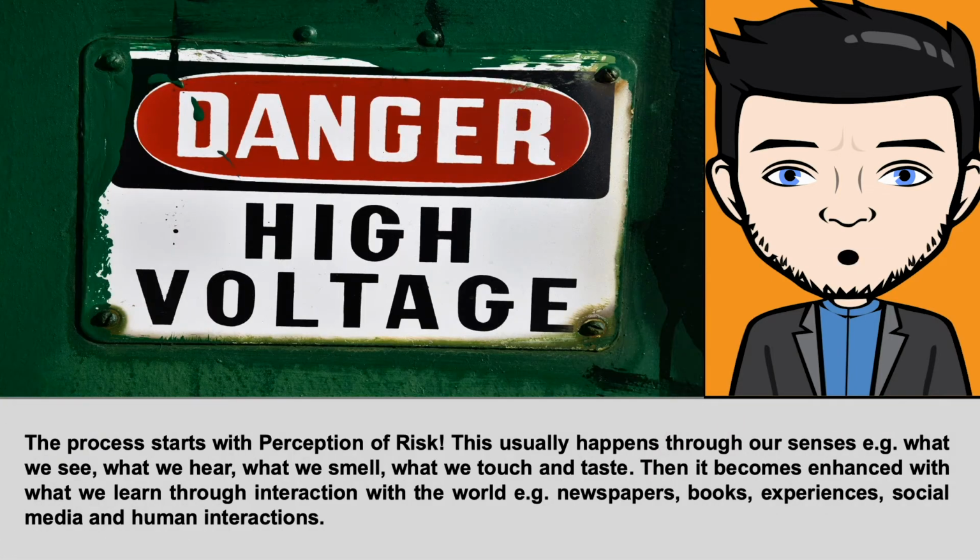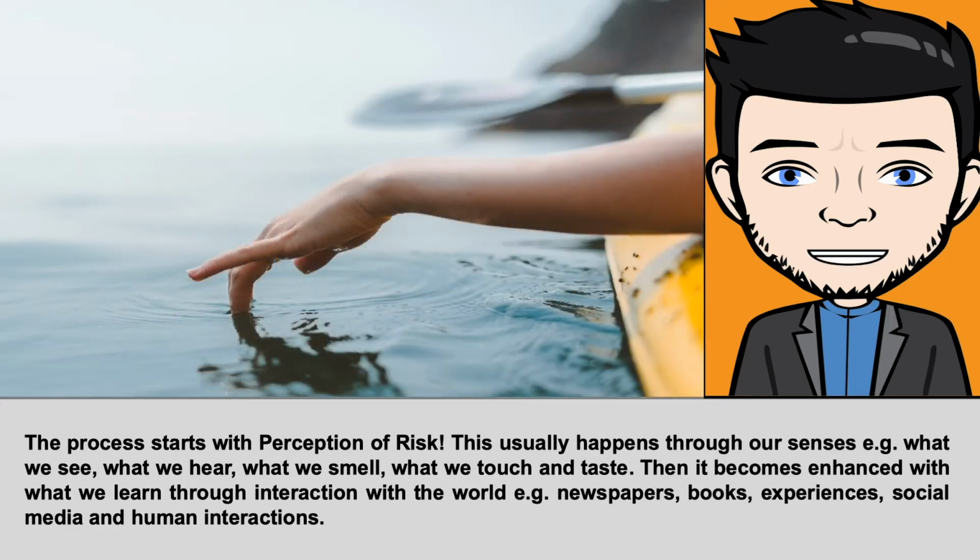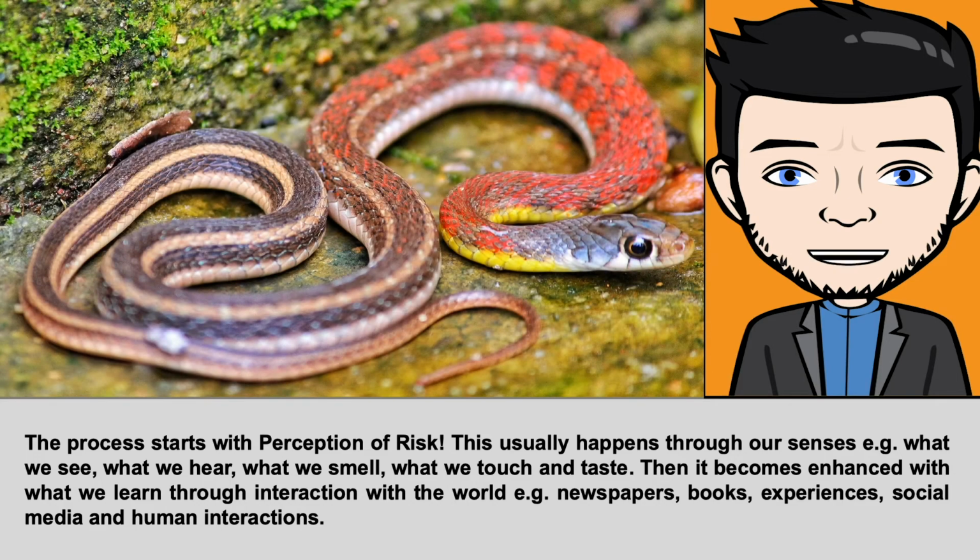The process starts with perception of risk. This usually happens through our senses. For example, what we see, what we hear, what we smell, what we touch and taste. Then it becomes enhanced with what we learn through interaction with the world. For example, newspapers, books, experiences, social media, and human interactions.